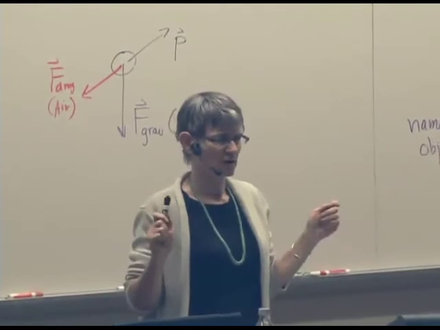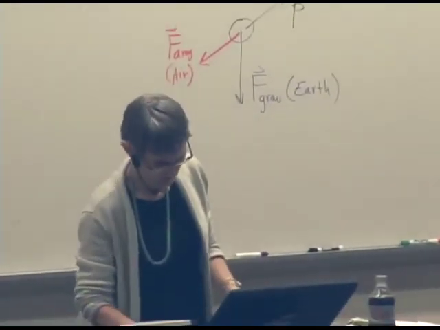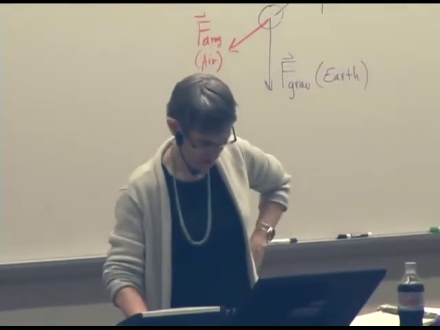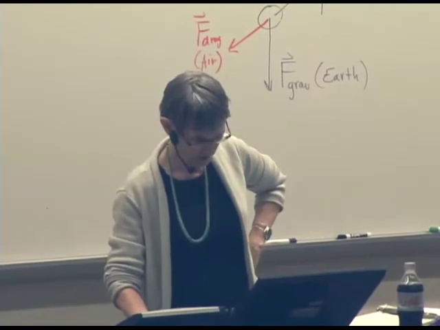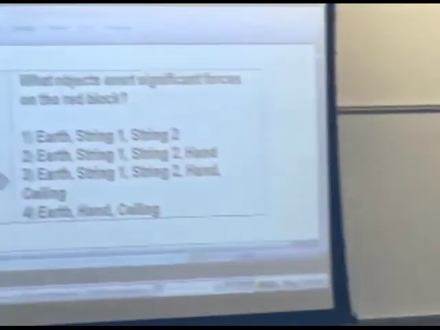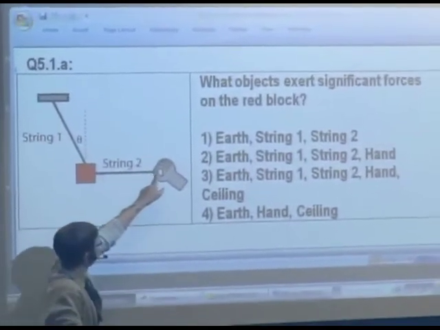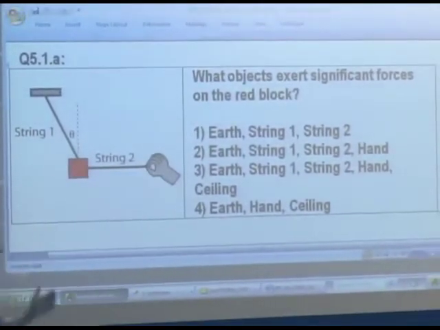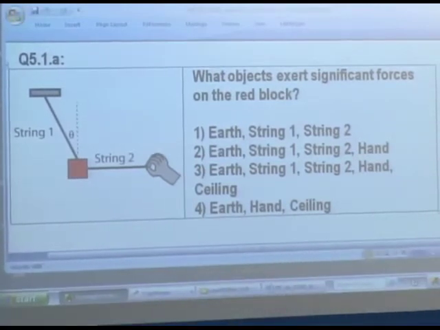Okay, so let's try it on a fairly straightforward situation here. And we'll practice it together. So we've got a block hanging from a string. String's attached to the ceiling. Here's another string. Your hand's pulling on the string. Okay? So by implication, since the question is what objects exert significant forces on the red block, what have we chosen as the system? The red block. Okay, so the red block is the system. So now let's see what we have to write down as the forces acting on the red block.